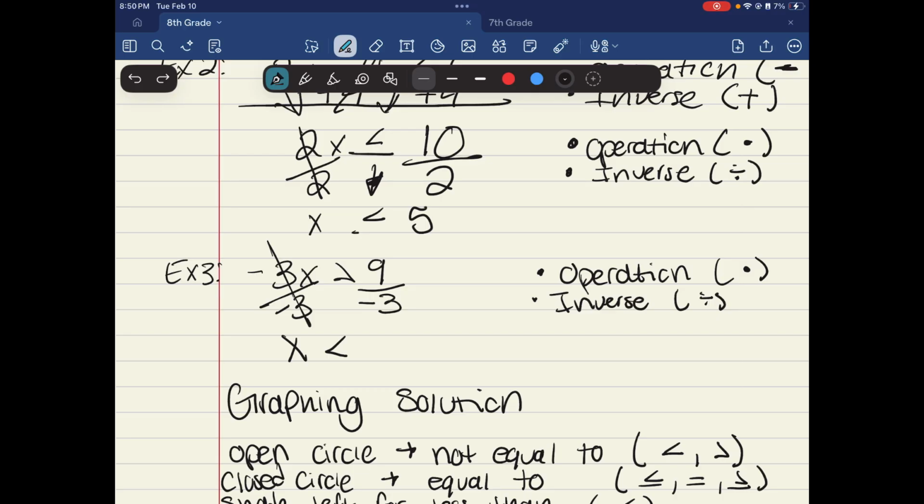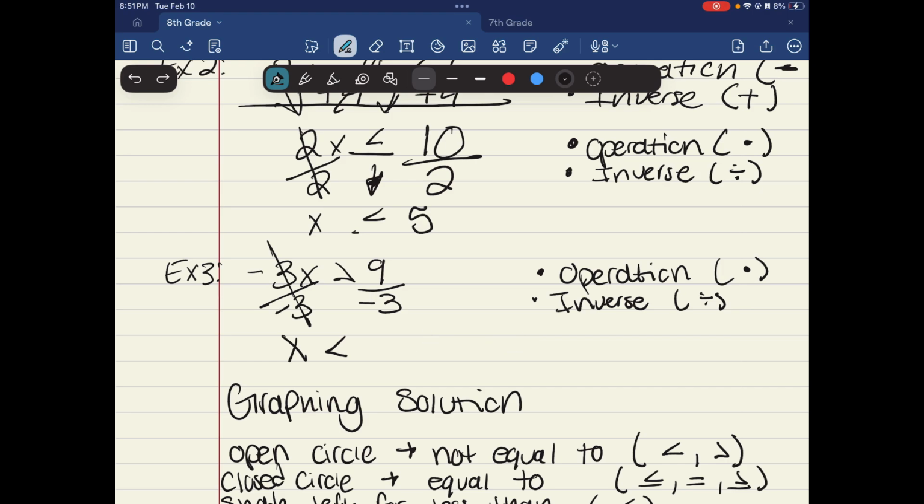Okay, don't linger on that too long. Don't overthink it. Just know if it's a negative number that you're multiplying or dividing by in the last step, then that's when you flip the sign to the opposite side. So literally change it to this side, to this side.